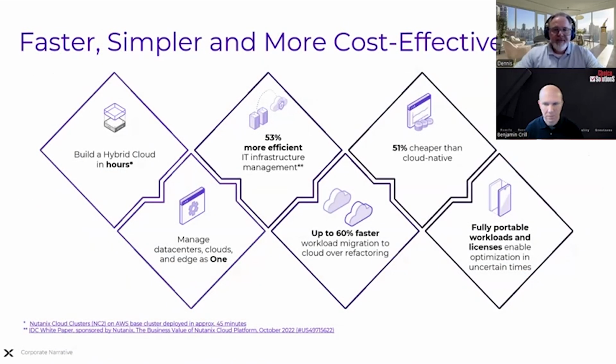So what do you get? You get a hybrid cloud built in hours. You get to manage data centers, cloud, and edge as one entity. You get a great deal of efficiency. You get less expense. Remember, micro waste is real. You have to pay for micro waste. You have to pay for what you don't use in public cloud, right? And that's something that people don't consider, right? You turn on a virtual machine and you don't use it. Guess what? You're paying for the virtual machine.